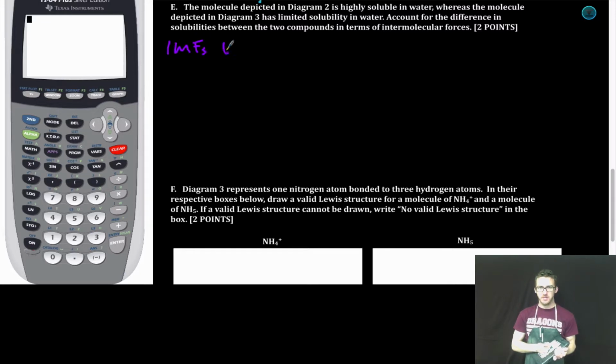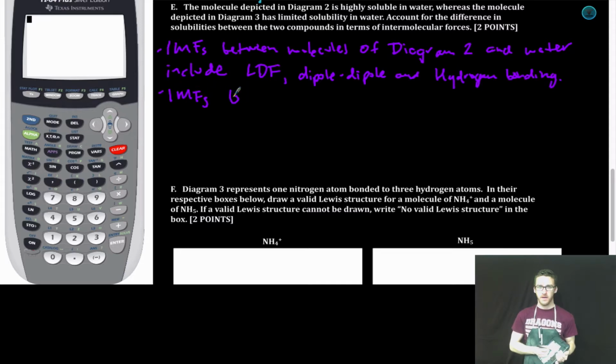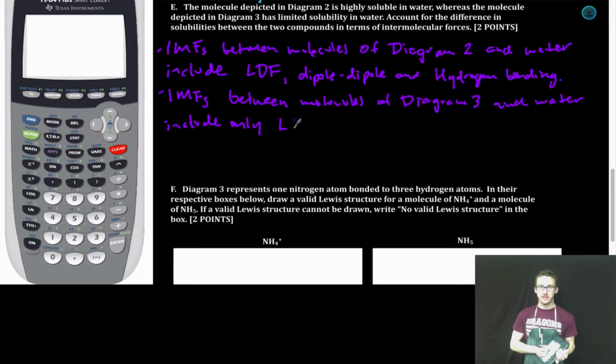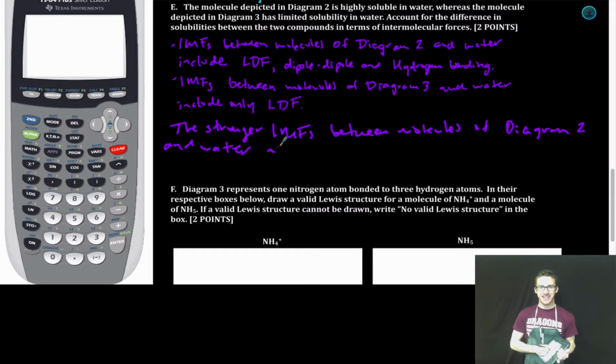Intermolecular forces between molecules of diagram 2 and water include London dispersion forces, dipole-dipole, and hydrogen bonding. IMFs, intermolecular forces between molecules of diagram 3 and water include only London dispersion forces. The stronger intermolecular forces between molecules of diagram 2 and water account for its higher solubility.